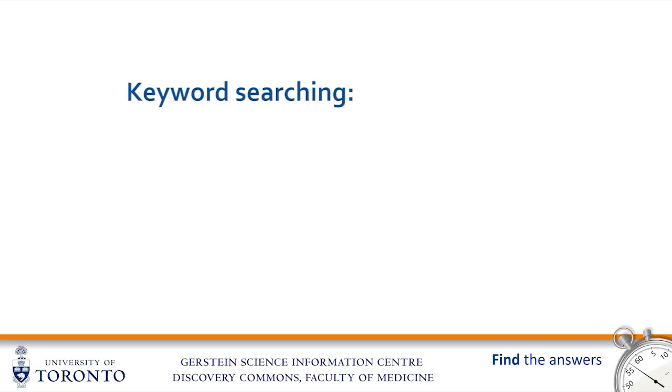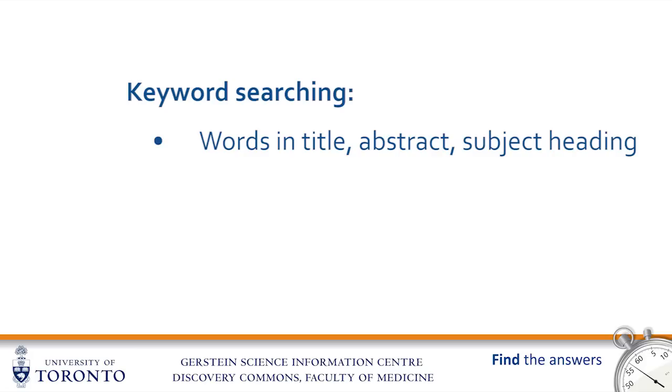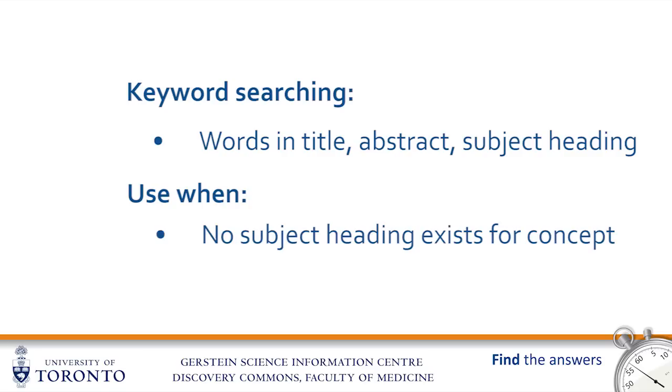Let's start with keywords. When you do a keyword search, you're looking for articles that mention that word in the title, abstract, or that have that word in the subject heading, mesh in Medline field. One case in which you should use keywords is when there isn't a good subject heading. We were lucky in our search and found good mesh terms for all concepts. For example, sports and craniocerebral trauma.